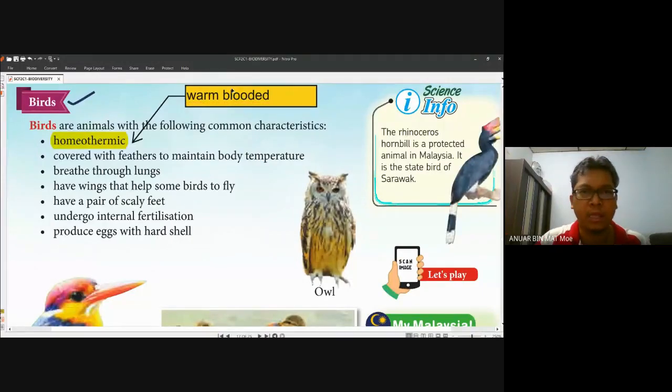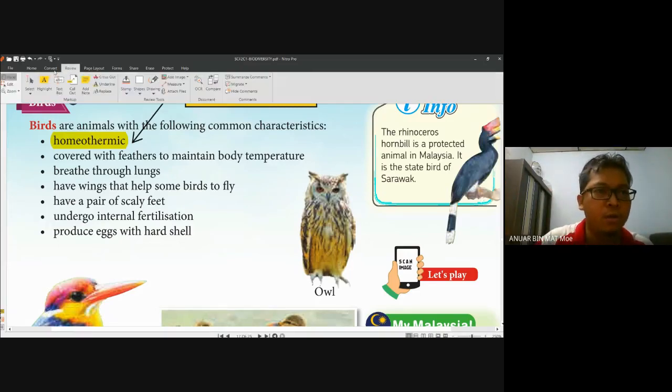animal organism. Okay, homeothermic. Poikilothermic means that the temperature of the body of the organism will also change according to the surroundings. If the outside surrounding is cold, then the inside of the body is also cold. That is poikilothermic. But homeothermic means that it will maintain the temperature of the body no matter how cold or how hot the temperature outside the body. Right? And this is what we call homeothermic.